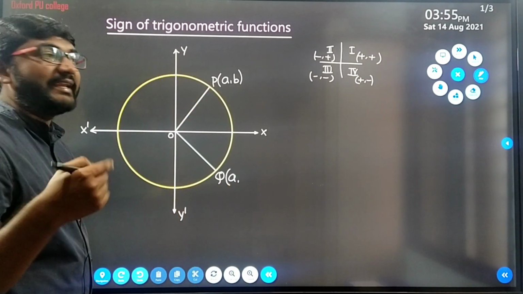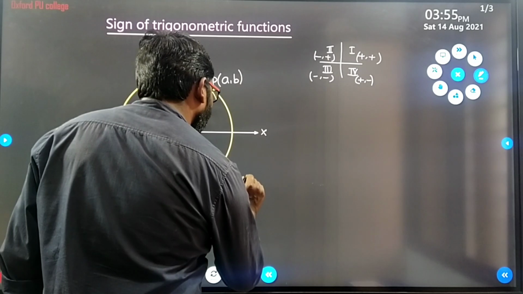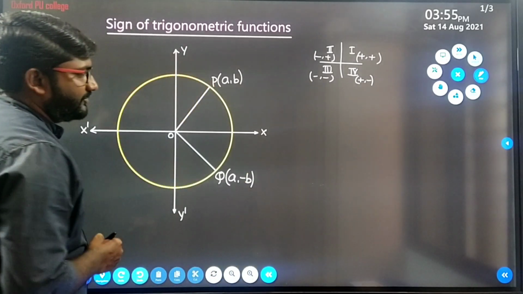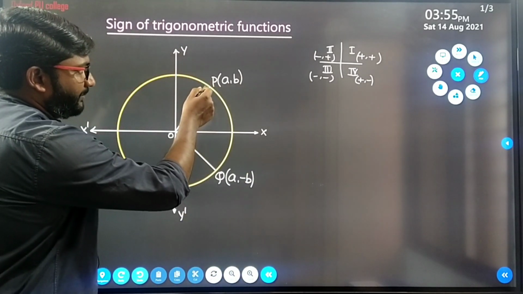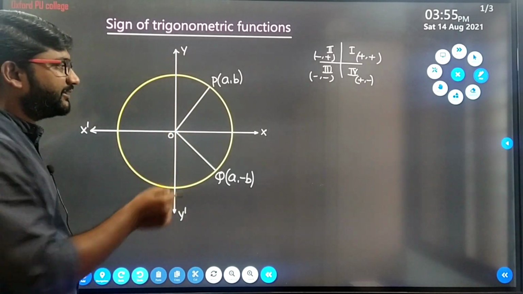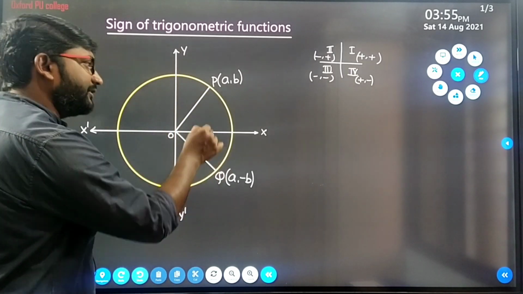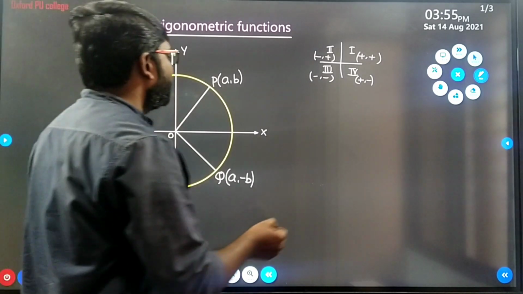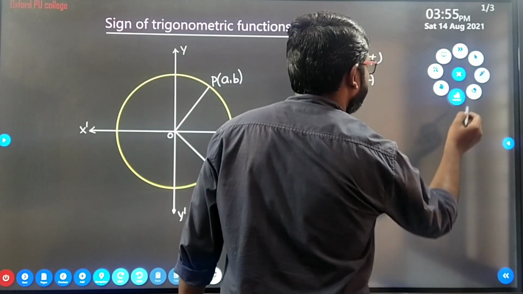The y coordinate has to be negative, that means it is minus b. Now from the point P we will have to draw a perpendicular to the x-axis, as well as from the point Q we will have to draw a perpendicular to the x-axis. So let us draw the perpendicular here.